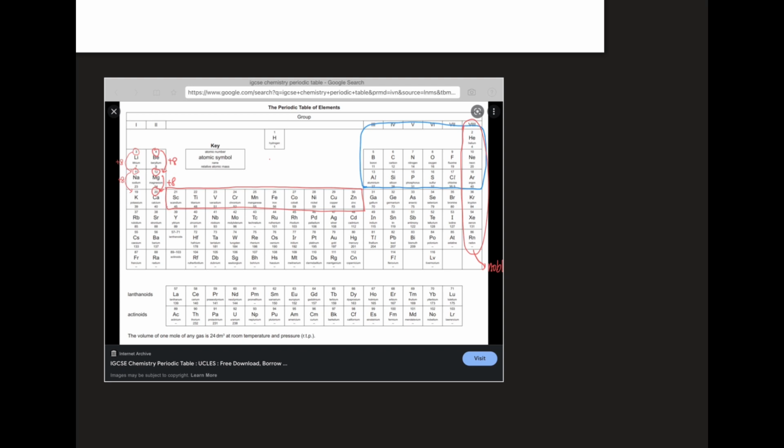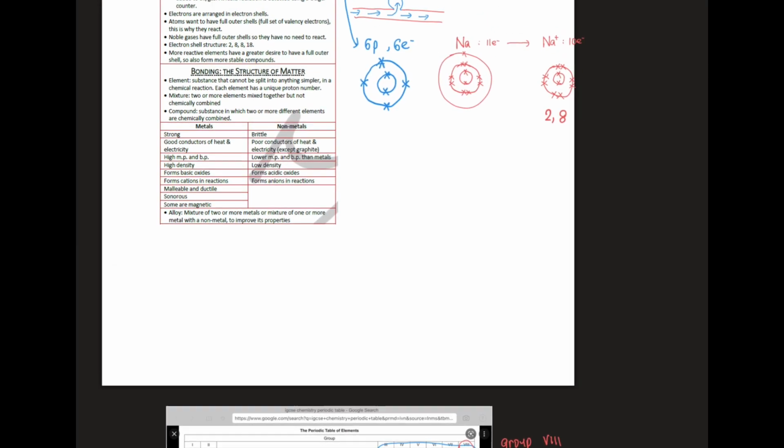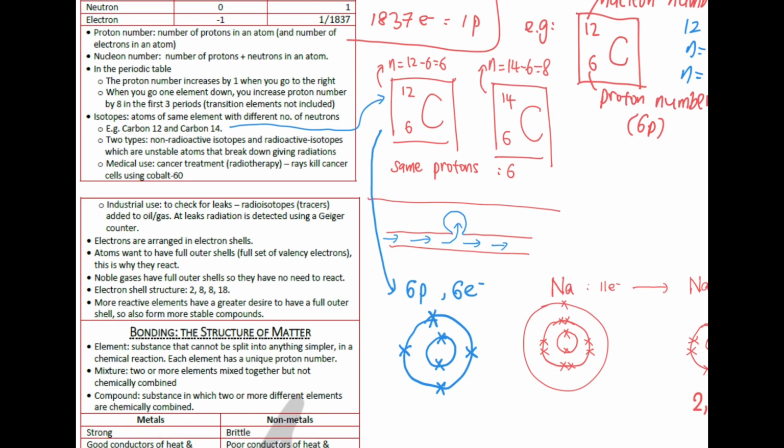So in the exam I have to write group Roman 8? Yes, group Roman 8. Something like this. Noble gases, group Roman 8. You can use group 18 for levels higher than IGCSE, but for IGCSE, group 8.